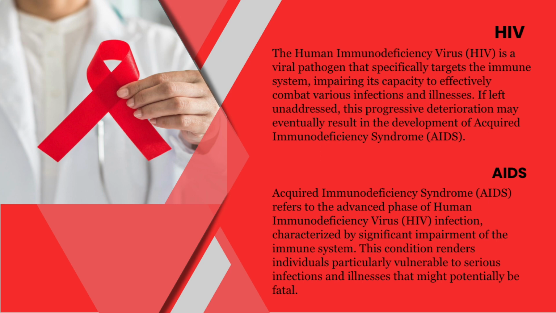So, starting with what is HIV? It is a viral pathogen that specifically targets the immune system. It impairs the capacity of effectively combating various infections and illnesses, and if left untreated, the progressive deterioration may eventually result in the development of acquired immunodeficiency syndrome, which is AIDS.